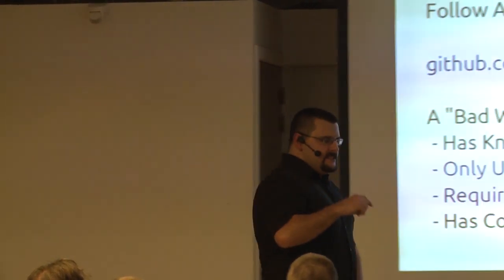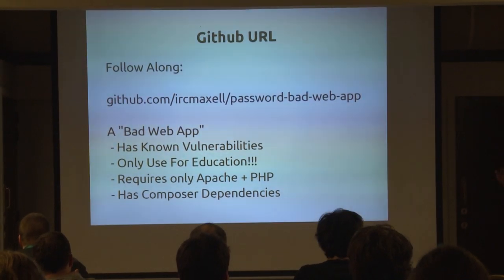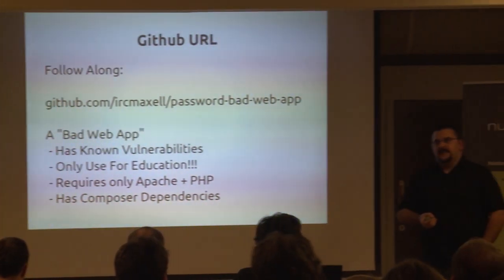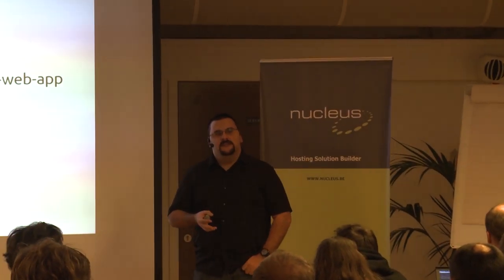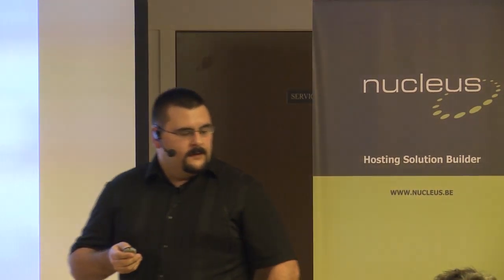So this talk is also based around a project that I did specifically for it, called Password Bad Web App. It's a bad web application, meaning it has intentional vulnerabilities, and it's designed for educational purposes. You can go out on GitHub right now and check this out and follow along. It doesn't require anything except Apache. It does have a few dependencies that you can install, but we're going to look at it through here, and I definitely encourage you after the talk to go play around with it. Apache isn't necessary, some web server is.